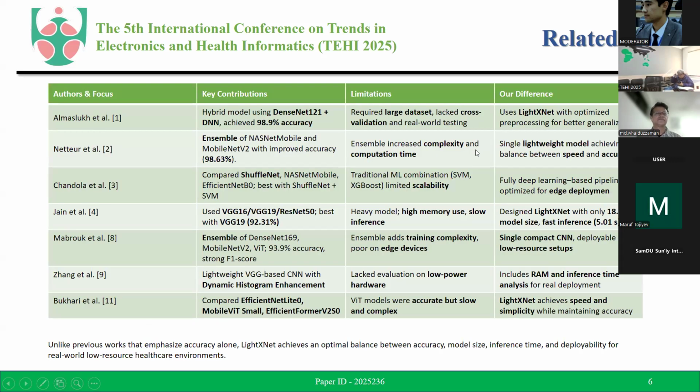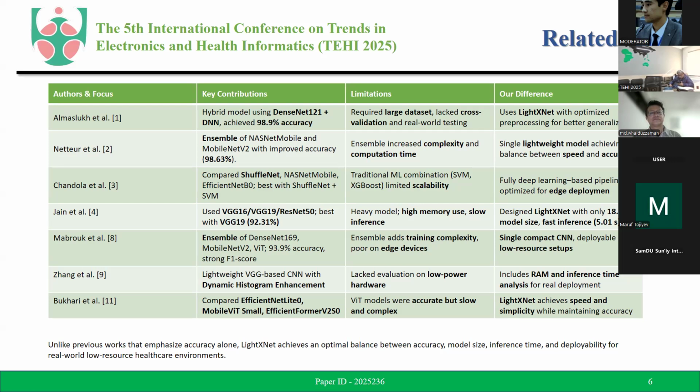Some researchers, like Almaslaks et al., used a hybrid model using DenseNet 201 plus DNN and achieved 98.9% accuracy. But there are some limitations: they require a large dataset and lacked cross validation and real world testing. That's why we use LightXNet with optimized preprocessing for better generalization.